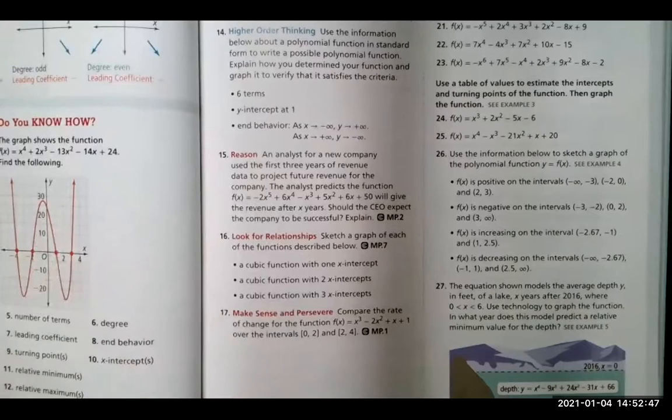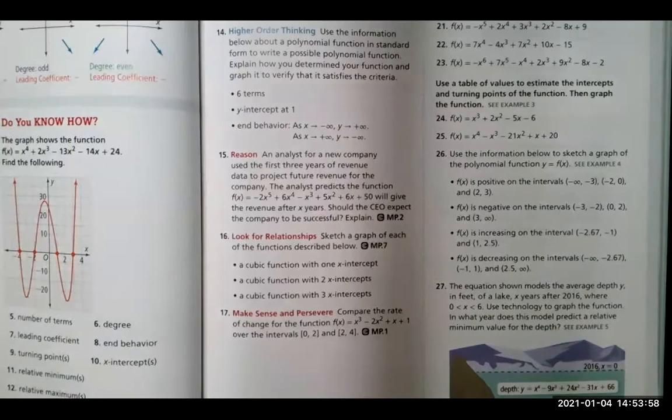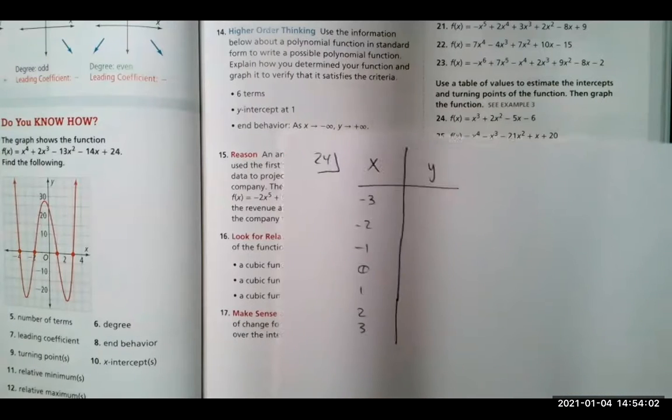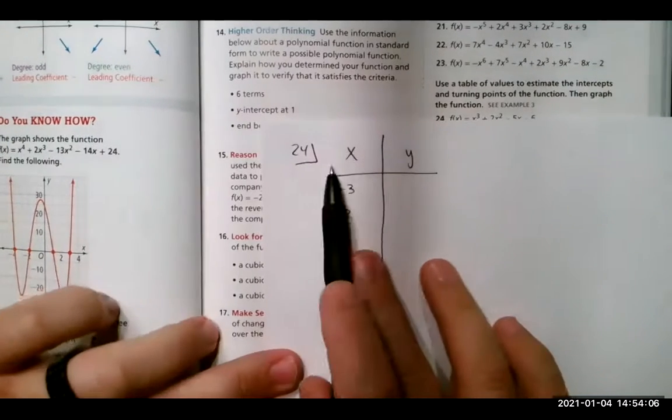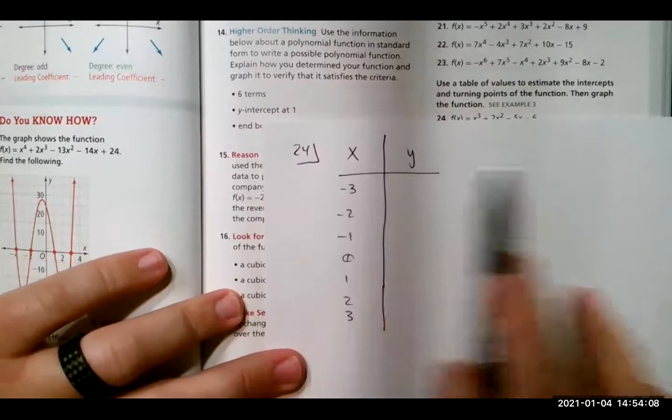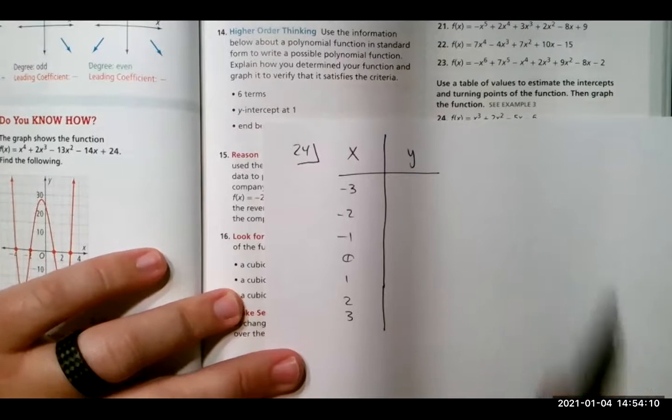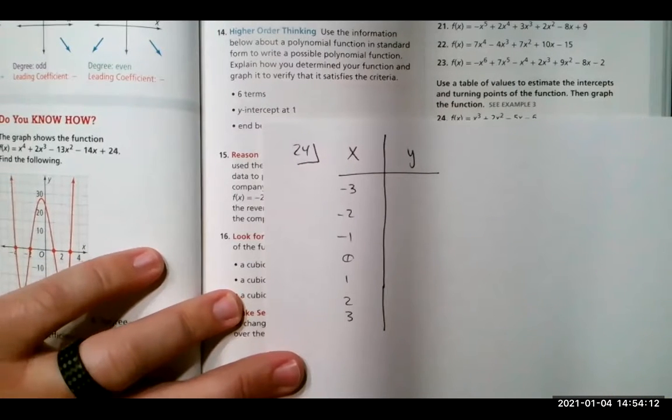Number 24. Use a table of values to estimate the intercepts and turning points of the function, then graph the function. All right. If you're creating just a table, it could look something like that. There's lots of different ways to create a table. You can do a horizontal table where it lists all the X's on the right, all the Y's on the right. It doesn't matter what it looks like.